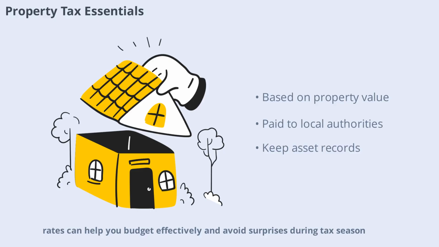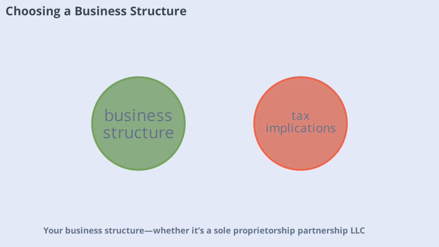Your business structure, whether it's a sole proprietorship, partnership, LLC, or corporation, affects your tax obligations. Each structure has its own tax rates, filing requirements, and liability implications. Choosing the right structure can optimize your tax situation and protect your personal assets. Let's look at how different structures impact your taxes.